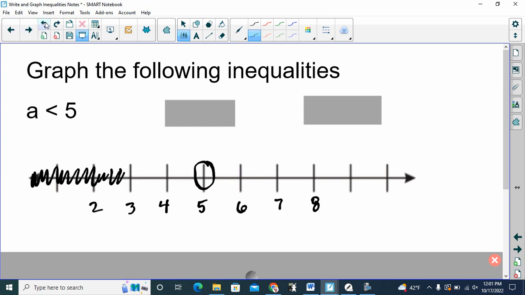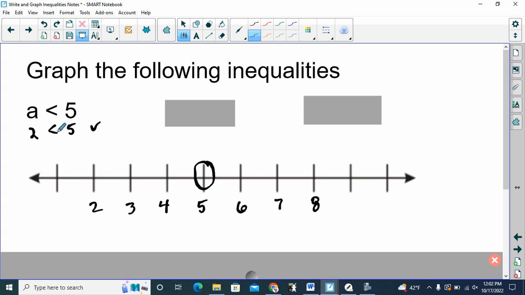Another way we can figure out which way to shade is to use a test value. Pick any value somewhere on the number line. I'm going to go with 2. Put it in for a. That would say 2 is less than 5. Decide if that is a true statement or a false statement. 2 is indeed less than 5. That's true. So I want to shade in 2, which means I need to shade in this side over here. Same answer that I got previously.